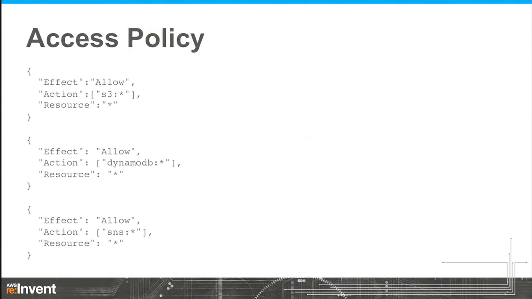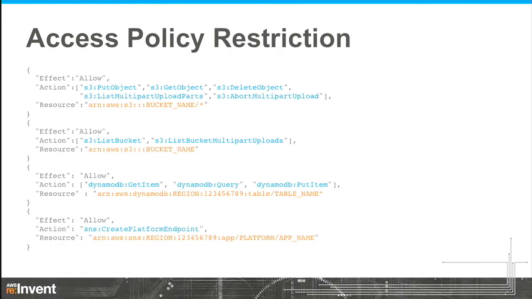So what you see on the screen now are basically the 3 statements that were in the policy that I used to originally create my role. There's a lot of stars in there. We're giving access to all the resources and all the actions for the services. So your first thought might be, first thing we'll do is obviously restrict access to only those actions and those resources that we would need for our application. So we can definitely do that.